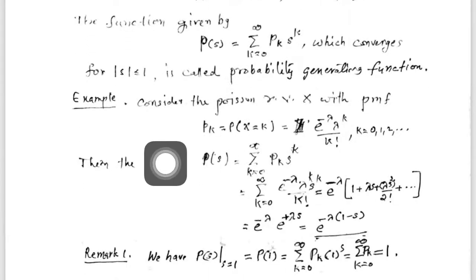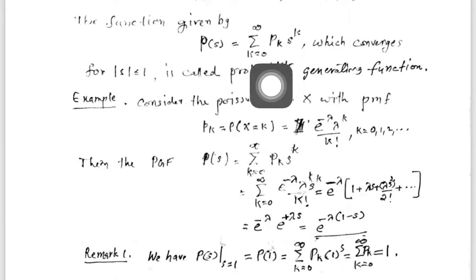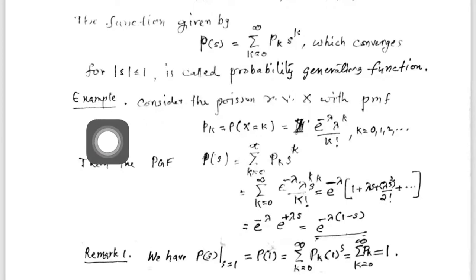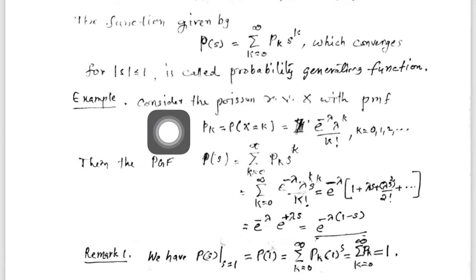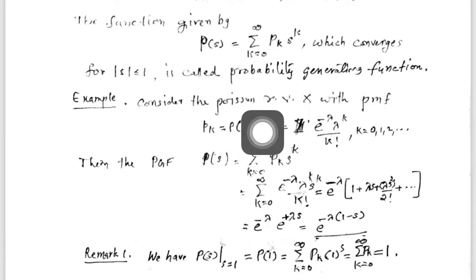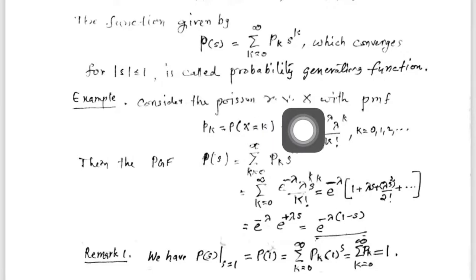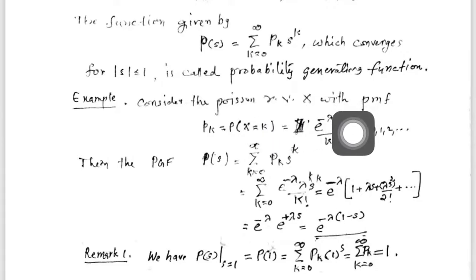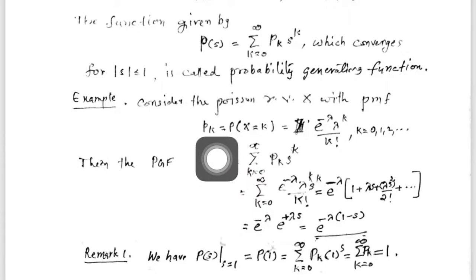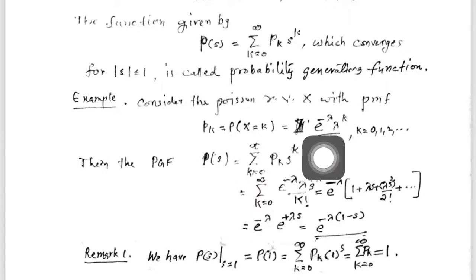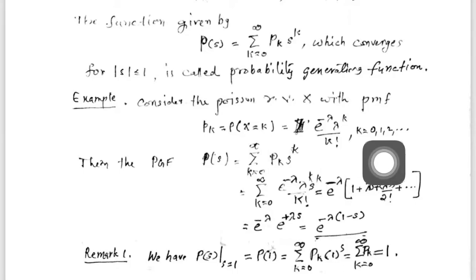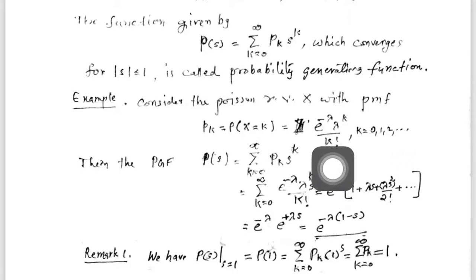Okay, now later we will see how the probabilities can be determined using PGF. Before that, we consider some examples. Consider first the Poisson random variable X, which is an integer valued random variable whose probability mass function is p_k equal to e to the power of minus lambda, lambda to the power of k by k factorial. k takes values 0, 1, 2, 3, etc.